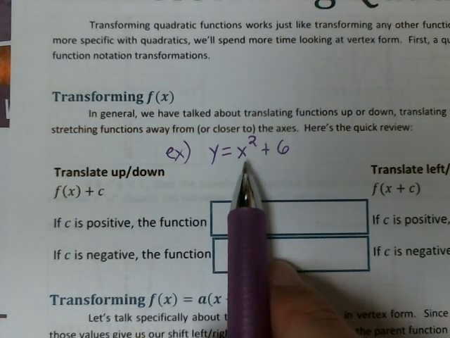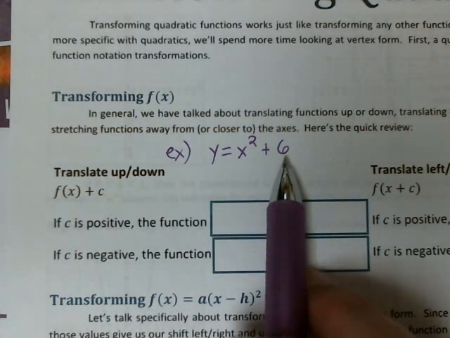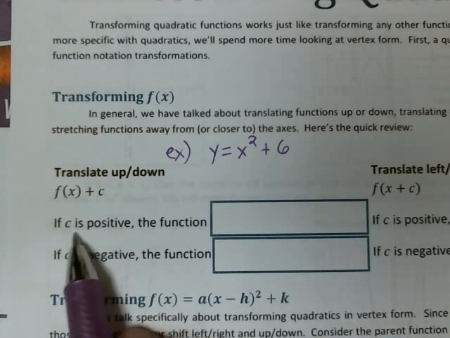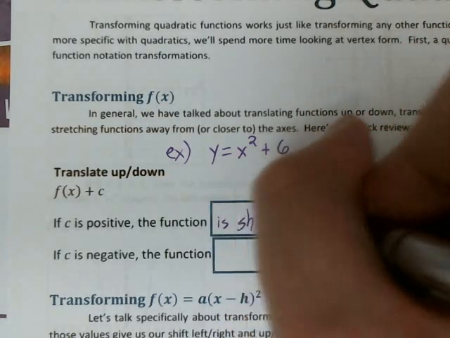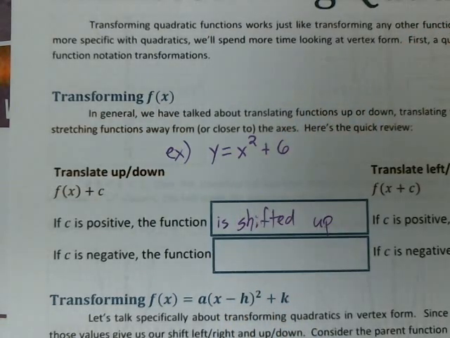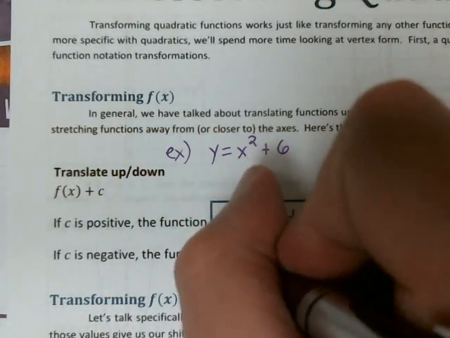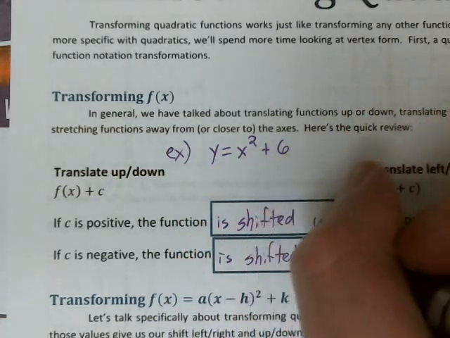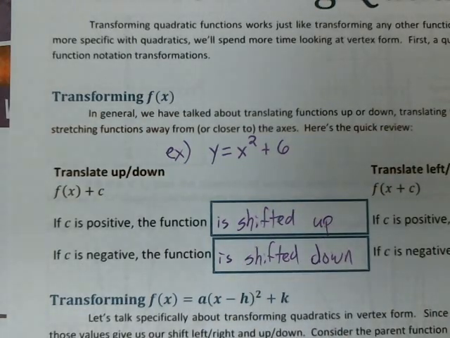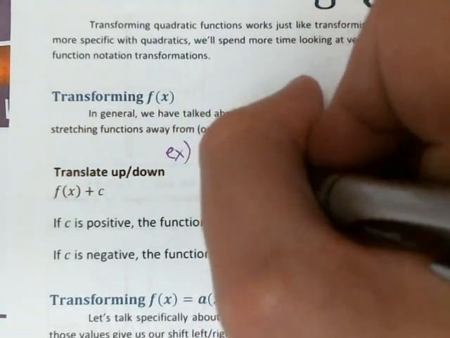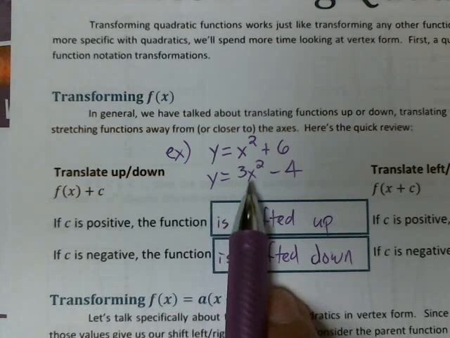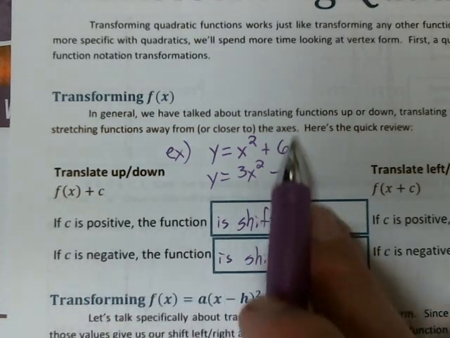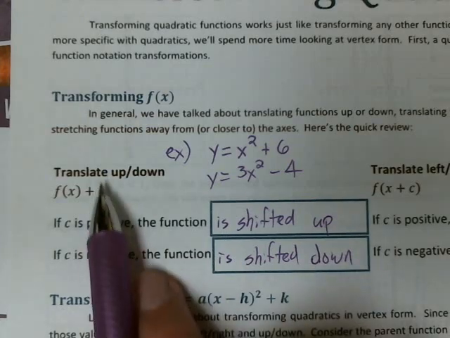I took my parabola, every quadratic forms a parabola on the coordinate grid, and I shifted that guy up. So I take everything that I've got on my grid and I just move it up 6 spots. So if C is positive, then the function is shifted up. On the flip side, of course, if C is negative, the function is shifted down. So that would be something like y equals 3x squared minus 4. It doesn't even matter that there's a coefficient in front of this x squared. I'm just taking some function and adding a constant to it. Now that's your translation up or down.